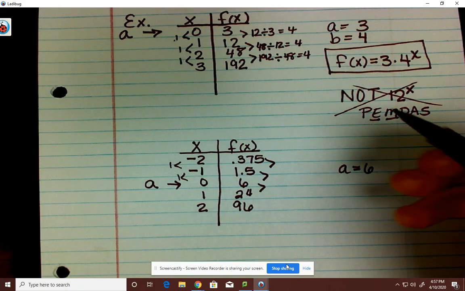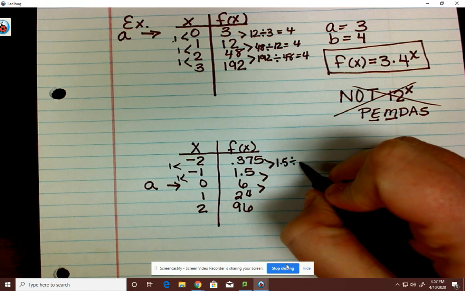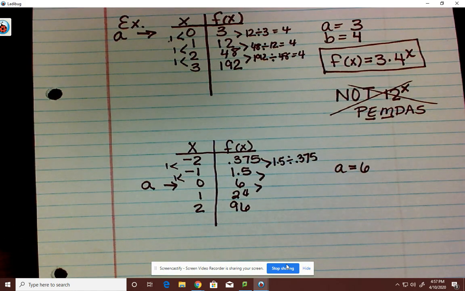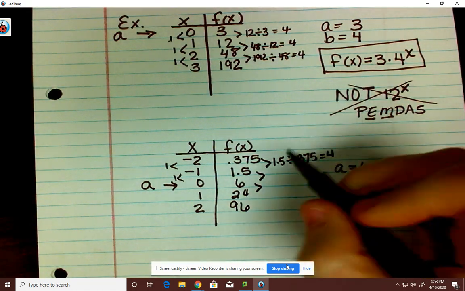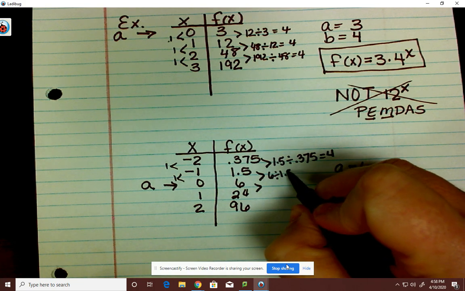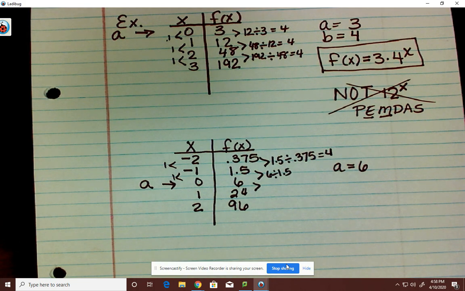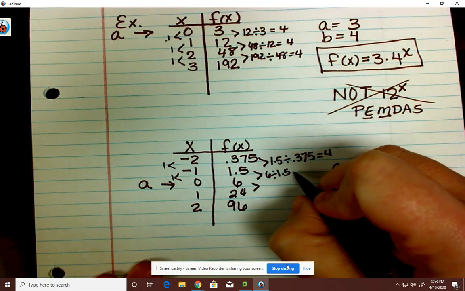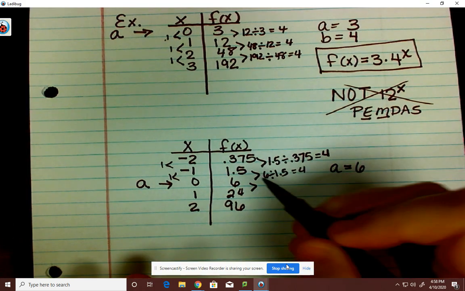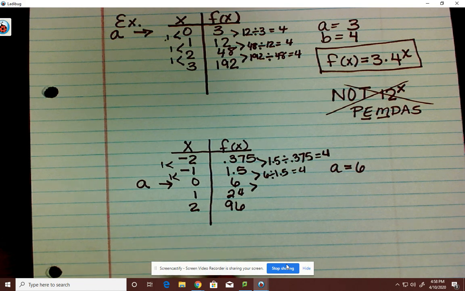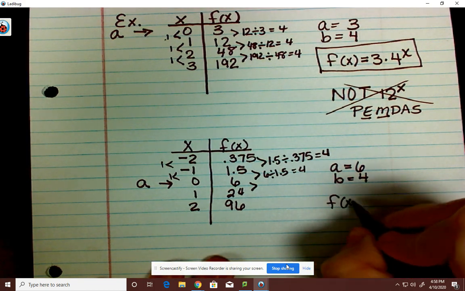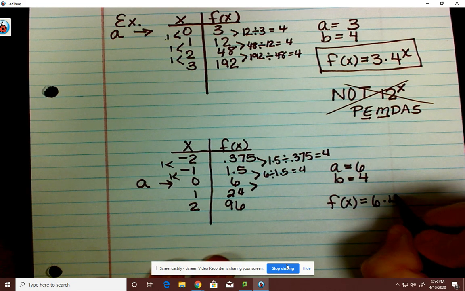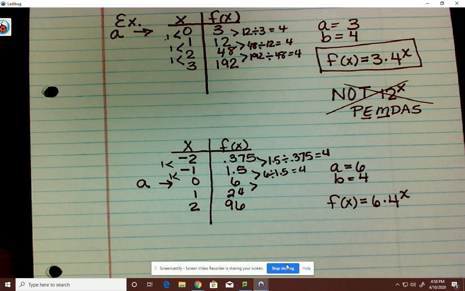So if I take 1.5 divided by 0.375, if I use those two, I get 4. If I take 6 divided by 1.5 and I use those two, I get 4. If I do 24 divided by 6, that's 4. 96 divided by 24 is 4. So that means, again, my b is 4. So my function is going to be 6 times 4 to the x.